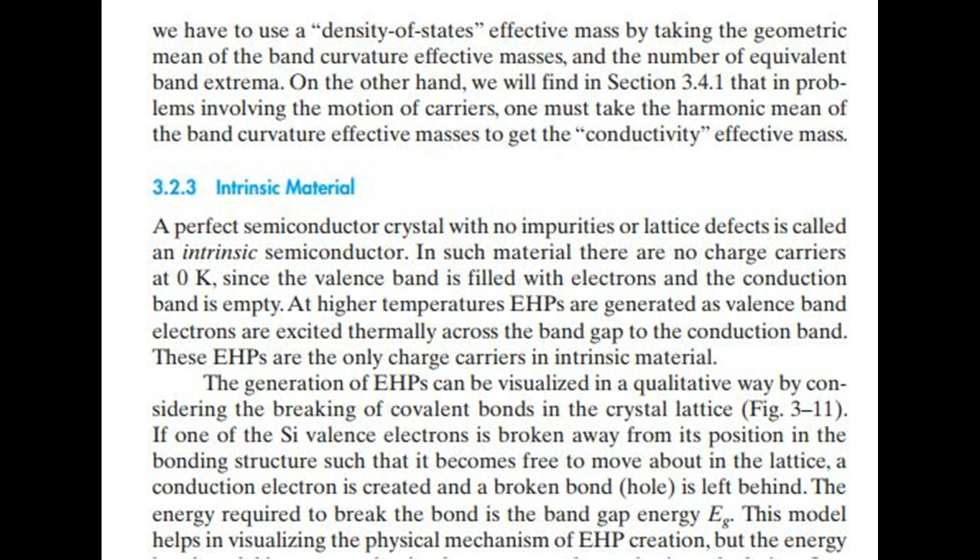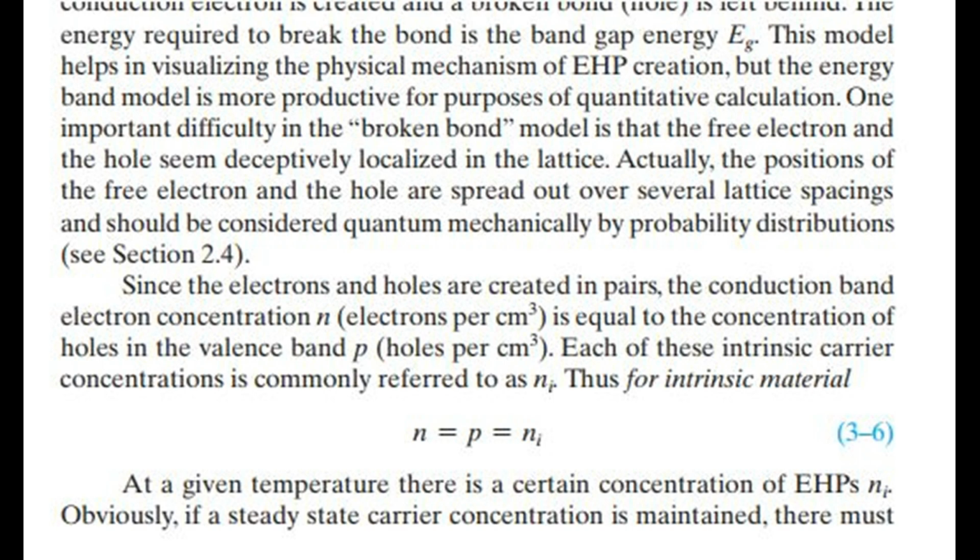The generation of electron-hole pairs can be visualized in a qualitative way by considering the breaking of covalent bonds in the crystal lattice, Fig. 3-11. If one of the Si valence electrons is broken away from its position in the bonding structure such that it becomes free to move about in the lattice, a conduction electron is created and a broken bond, a hole, is left behind. The energy required to break the bond is the band gap energy Eg. This model helps in visualizing the physical mechanism of electron-hole pair creation, but the energy band model is more productive for purposes of quantitative calculation.